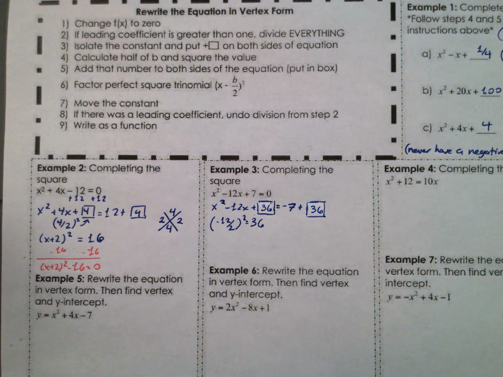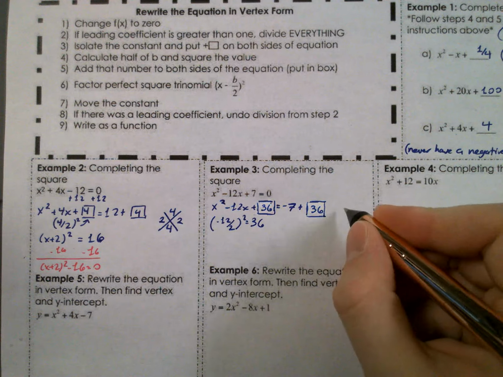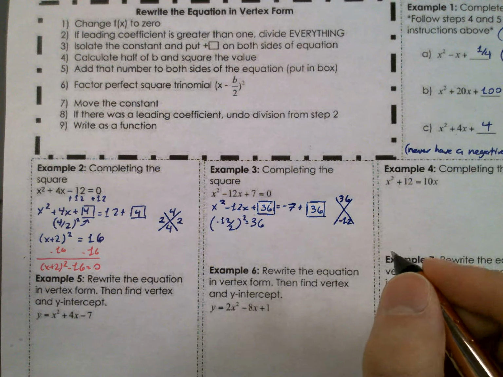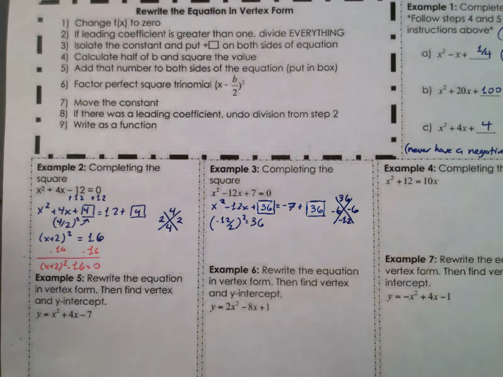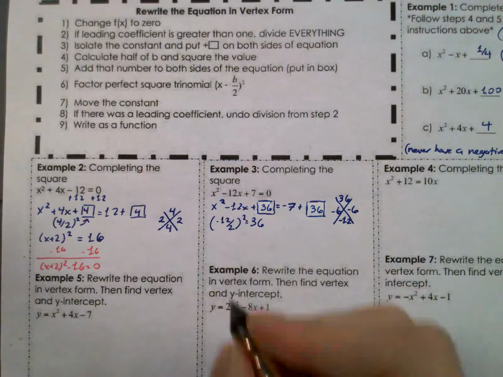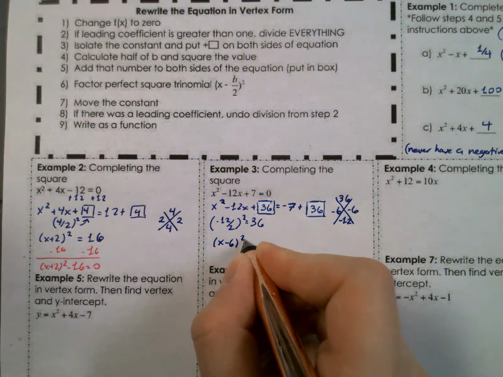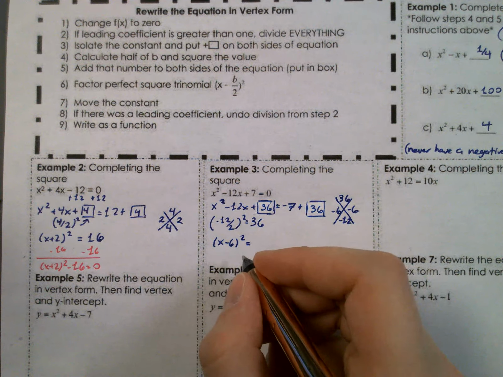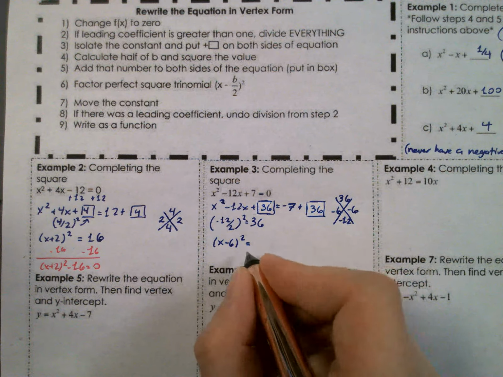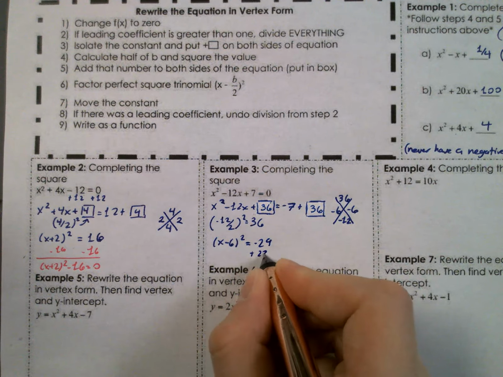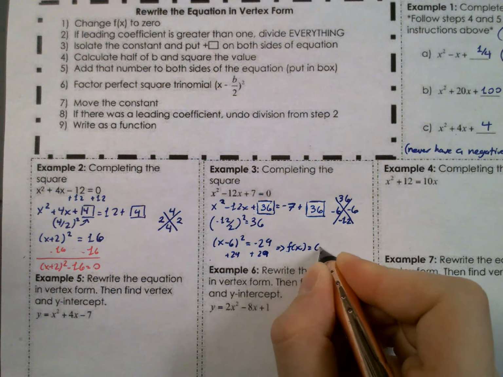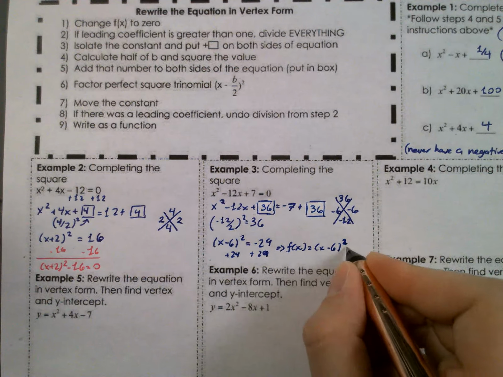So now we need two numbers that multiply together to give me 36 and add together to give me negative 12. The only options are negative 6 and negative 6. So that means we'll have x minus 6 squared equals, and then 36 plus negative 7 gives me negative 29. Add 29 to both sides. And I get that f of x is going to equal x minus 6 squared minus 29.